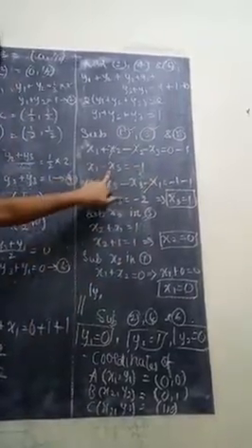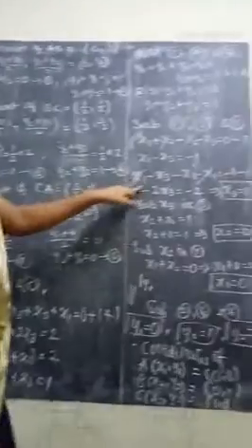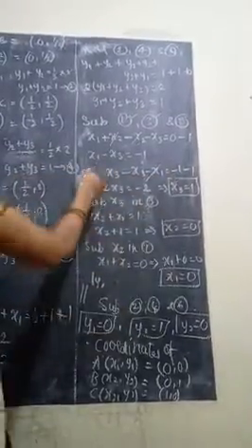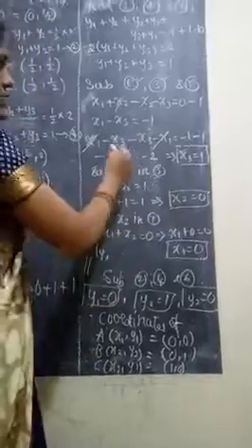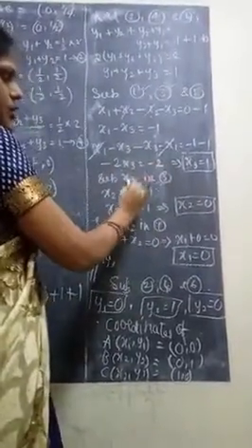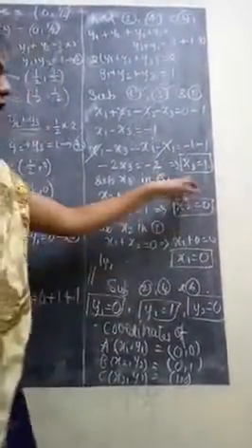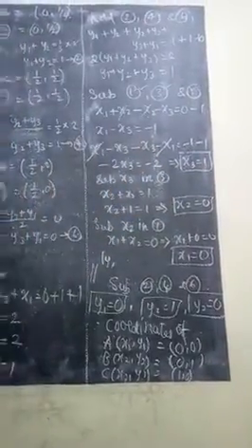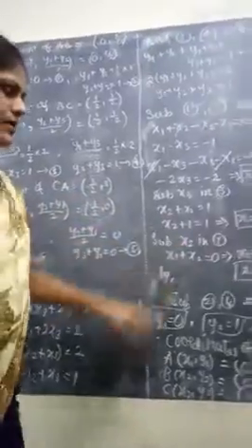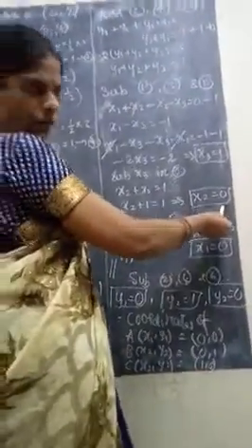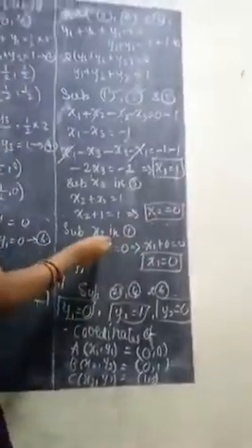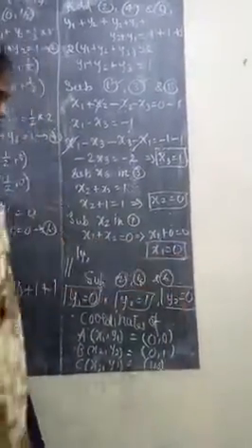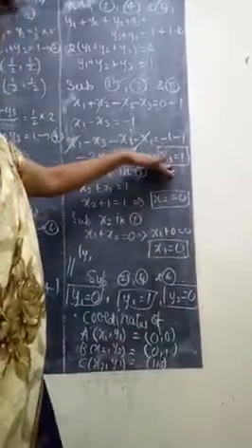Next, from this, subtract the fifth one. So x1 minus x3 minus x3 minus x1 equal to minus 1 minus 1. Here x1 minus x1 cancels. So minus 2x3 equal to minus 2. So x3 equal to 1. Now apply this x3 in equation number 3. Equation number 3 is x2 plus x3 equal to 1, so x2 equal to 0. Next, substitute this x2 in equation number 1. So x1 plus x2 equal to 0, so x1 equal to 0. Now we got the x1, x2, x3 values.